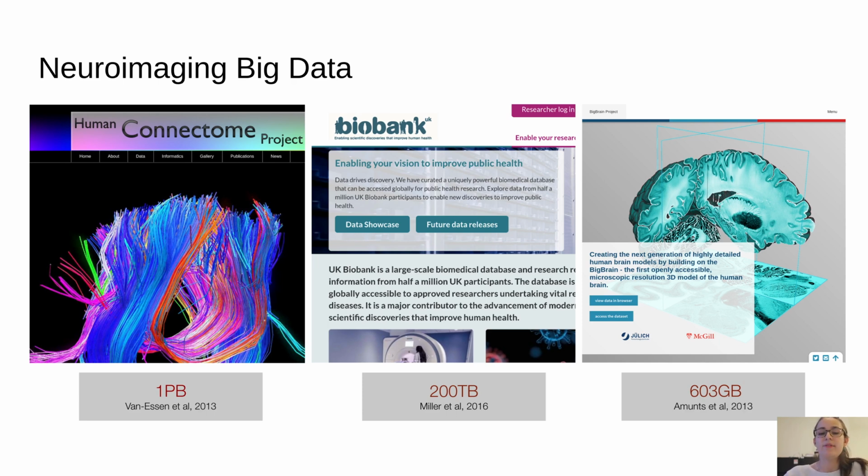And we have the Big Brain Project, which is a one-of-a-kind histological image of a human brain. It is currently at 20 micron resolution and reaches 603 gigabytes in size. There are efforts to increase it to a 1 micron resolution, which is expected to be about 1 petabyte in size.